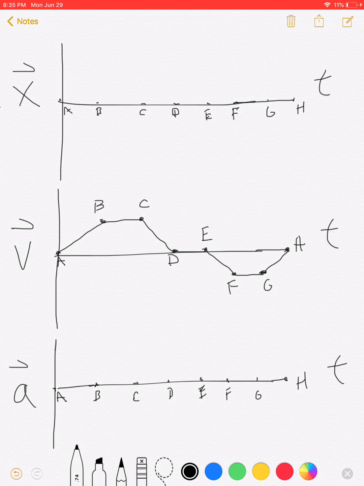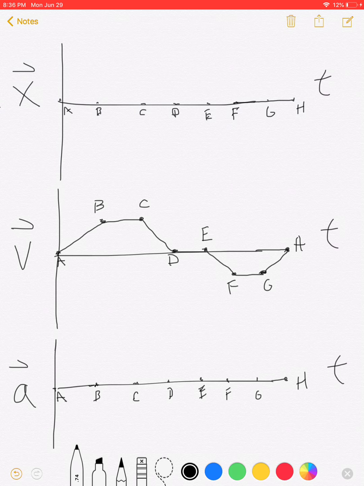So the first one is going to be displacement, the second one is velocity, and the last one is going to be acceleration. We're going to graph the change versus time for all of these different values. Usually when we do this kind of problem, we'll be given one of the graphs and asked to find the other ones. In this case, and which is the most common scenario, we'll be given the velocity graph.